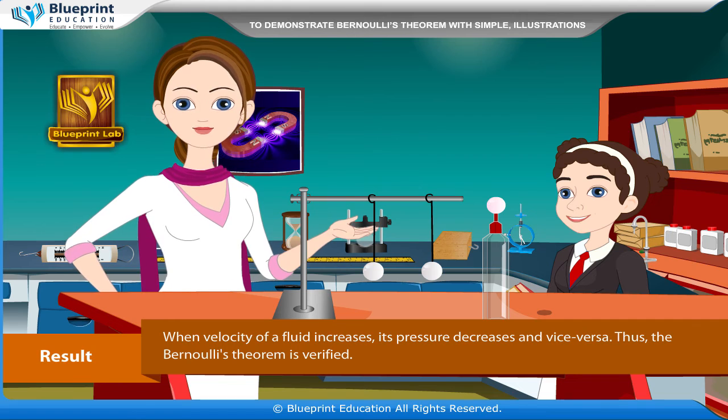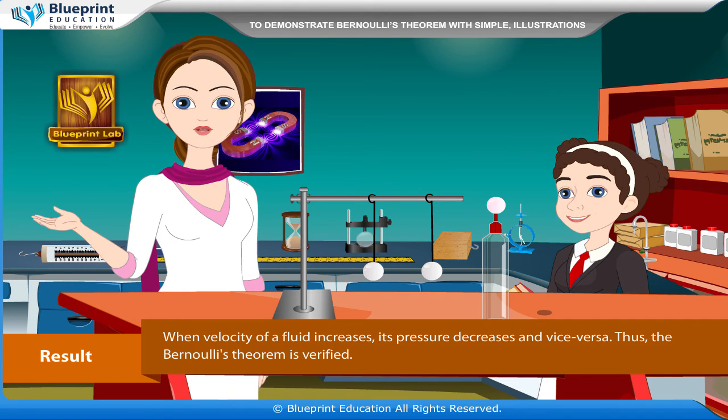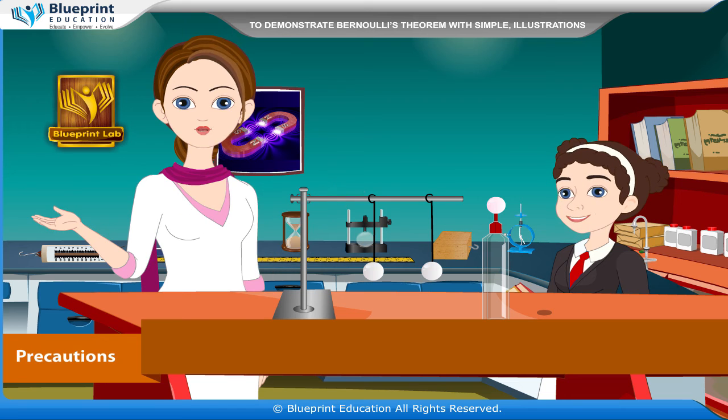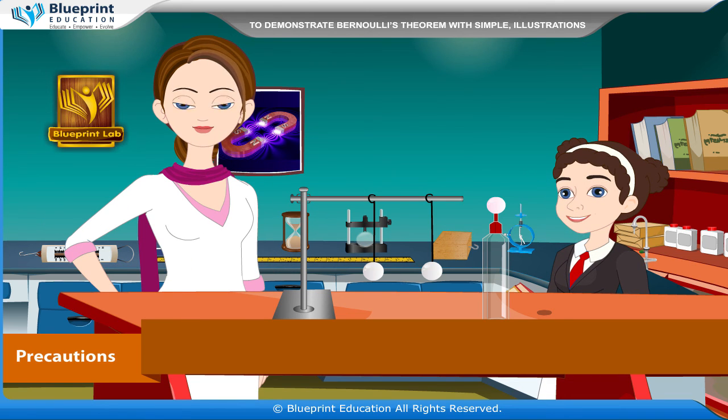Result: when velocity of a fluid increases, its pressure decreases and vice versa. Thus the Bernoulli's theorem is verified. Precautions: the following points need to be kept in mind: the fluid should be incompressible and non-viscous.